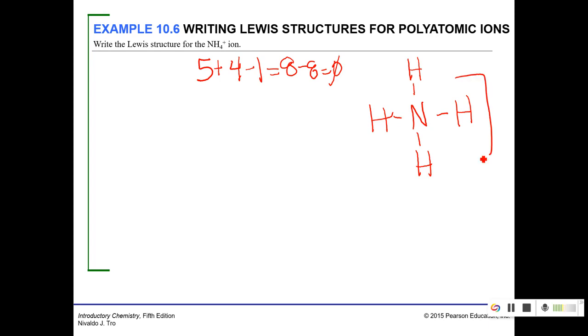So nitrogen has 8, hydrogens have 2. It is done besides the brackets and the charge. You do have to show the charge. If you do not, it is wrong.